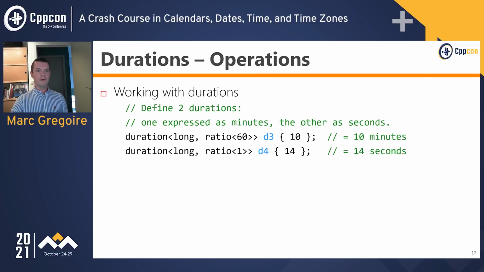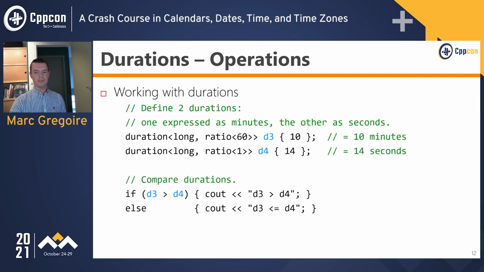What can we do with durations? So we can compare durations. We can compare one duration with another one. So here we have a D3, which is expressed in minutes, so ratio 60, and it represents 10 minutes. D4 is expressed in seconds, and it represents 14 seconds. Even though they are different kinds of durations, we can still compare them using the normal comparison operators like this.